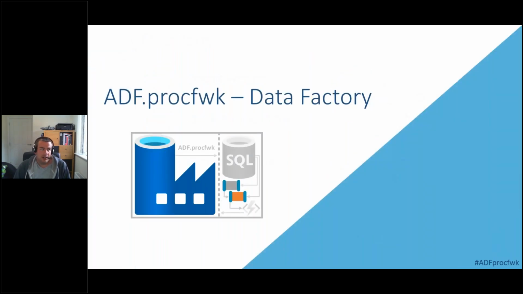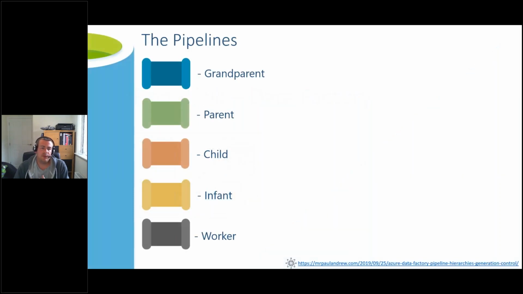Then finally, let's move on to our data factory. Let's have a look at what we have in here and how we're doing for time. Pretty good. So what we have, and what I've already alluded to, is this idea of a generational set of pipelines, generational control, if you like.